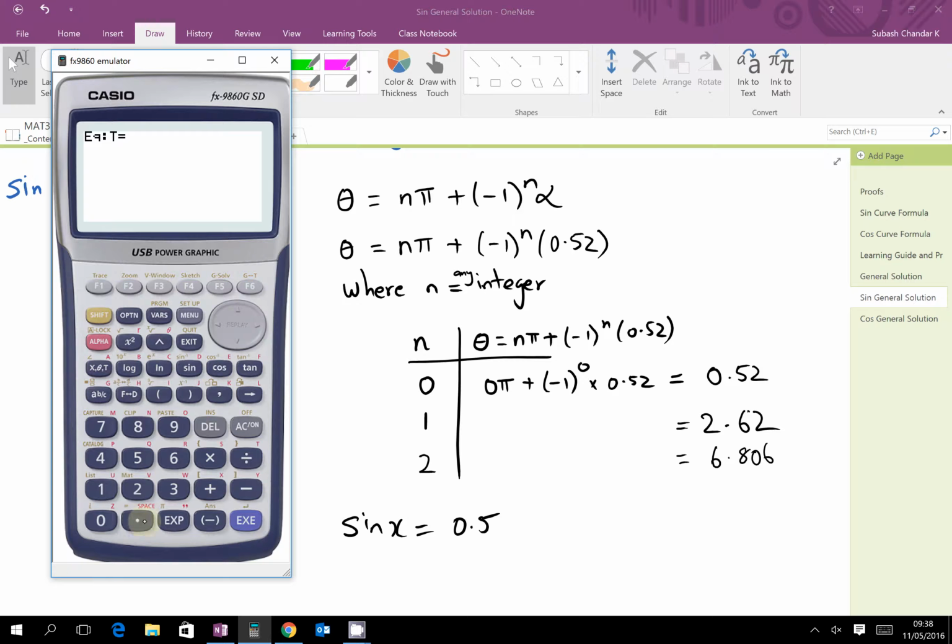Theta equals alpha, n pi plus negative 1 to the power of n multiplied by 0.52. So when you guys do that, you will get something that says t equals 0 and n equals 0. If you go to n equals 0, just type in 0, press enter, and solve.